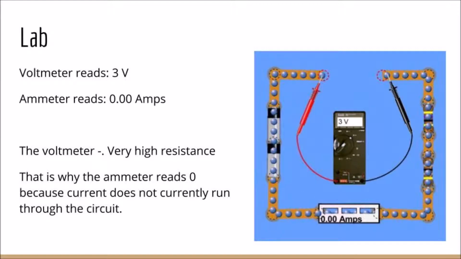When you replace one of the ammeters with the voltmeter, you get a voltmeter reading of 3 volts. Consequently, the second ammeter reads 0. This is because a voltmeter has a very high resistance, and so current effectively does not run through the system.